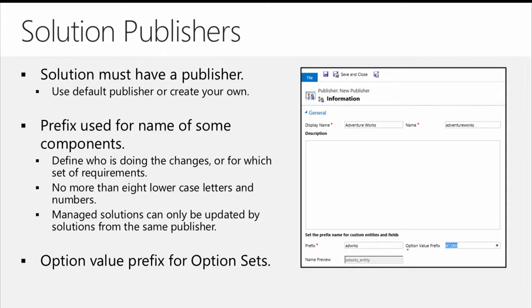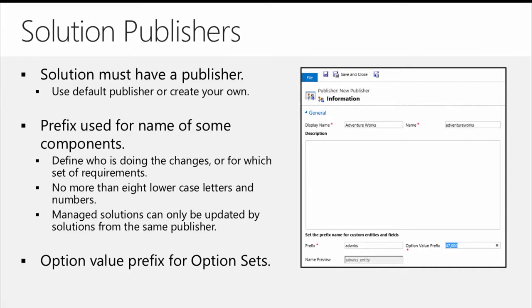So if you look on the screen here, we can see that we have a publisher that we've created called AdventureWorks. And down at the bottom, it has a prefix that's just ADWRKS, which defines the prefix that will get added to any customization that this publisher makes. And you can see the preview of the item down at the bottom. A couple of things to remember when you're working with publishers is you can have no more than 8 lowercase letters and numbers within a publisher prefix. And no matter how you define that publisher prefix, it's always going to store it as lowercase letters. So when you define it, you can have no more than 8 characters and it will always store it as lowercase.